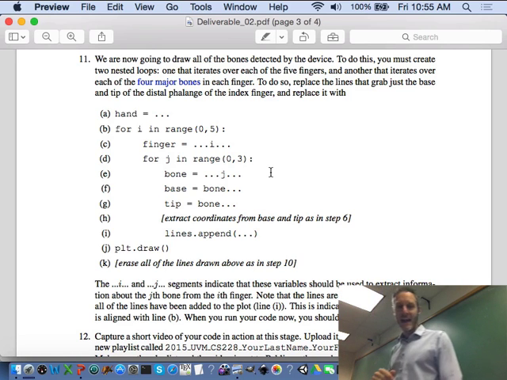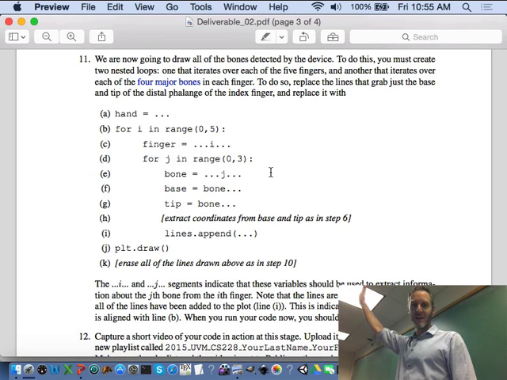It's stored in the hand data structure. Then you iterate 0 through 4. So in Python, the last element in the index there is not counted. So 0, 1, 2, 3, 4. You're iterating over all the 5 fingers in the hand.